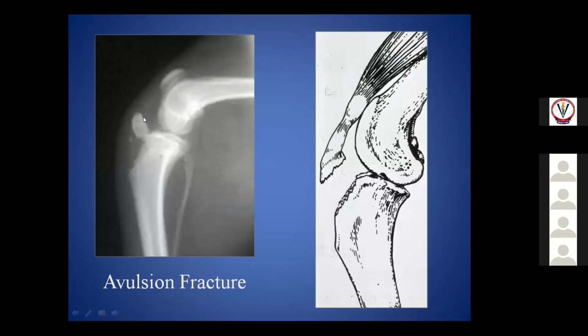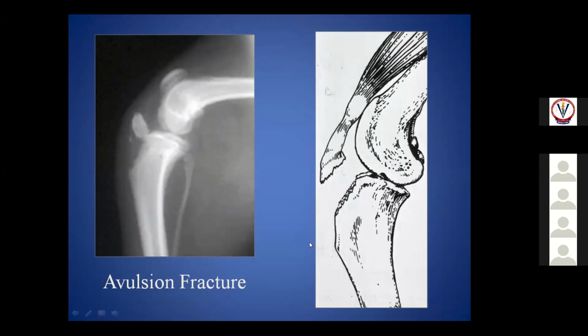Now avulsion, this we have seen earlier when we were discussing the fracture forces. We have discussed what types of forces. Avulsion is when there is a pull on the attachment of the muscle over the bone, and it will result in avulsion. The movement of the fracture fragment will be in the direction of the muscle pull.